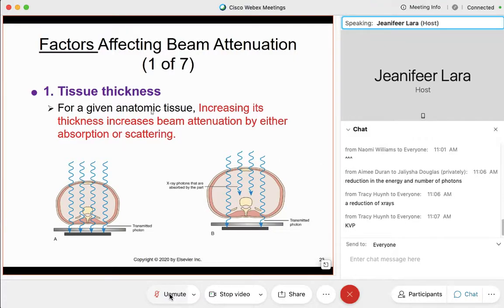Good. So what else affects beam attenuation, aka what else could affect photoelectric absorption and or Compton scattering? Well, tissue thickness does that. Increasing the tissue thickness increases beam attenuation. More photoelectric absorption and more Compton scatter. So increasing the tissue thickness, meaning layer on top of layer, is going to reduce the energy or the photon quantity of the beam.